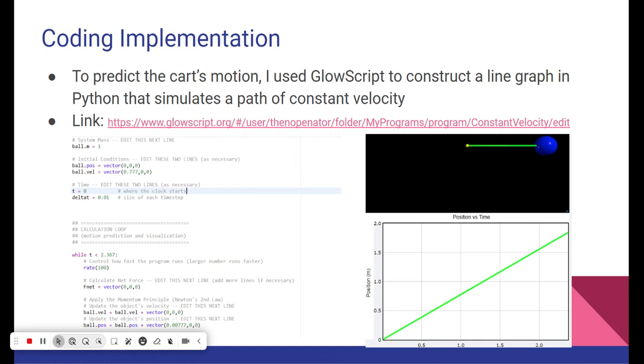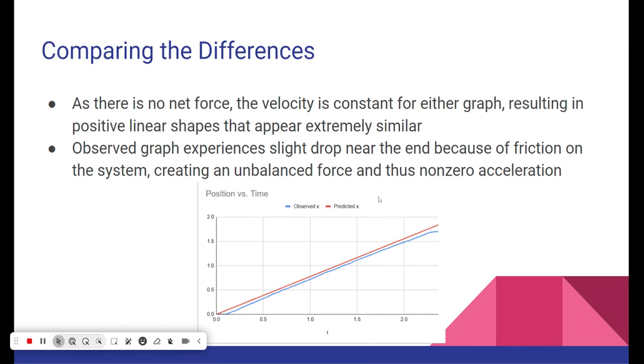As for the coding implementation, to predict the cart's motion, I use GlowScript in Python to construct a line graph that simulates the path of a constant velocity, and the link is right here if you want to see more details. I have my code here. For example, the fnet vector is a zero vector because there is no net force at all with constant velocity, and also an initial velocity here of ball.vel equals a vector of 0.777 in the x direction. And also here's the graph of the motion.